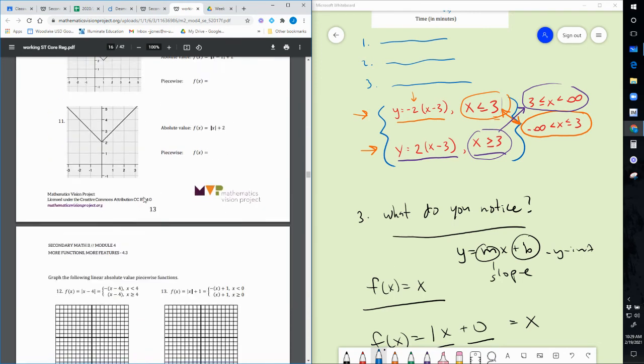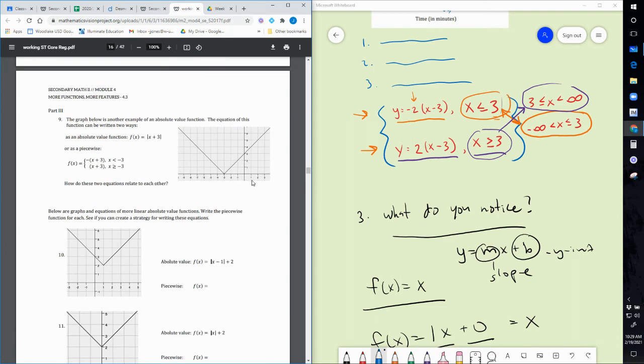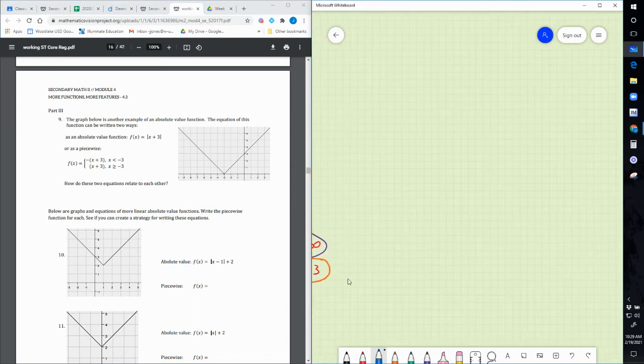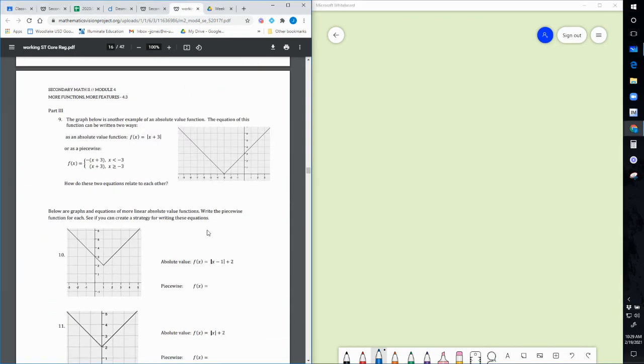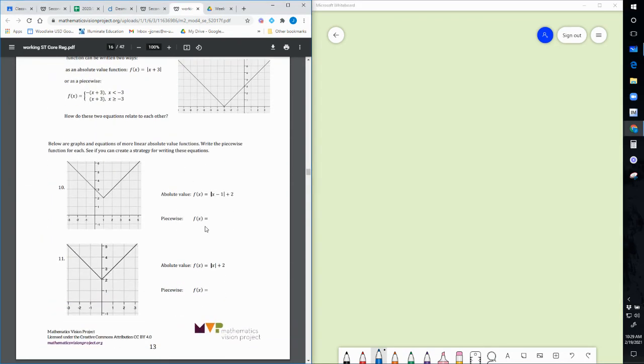All right, 10, 11, and then the rest. It says below are graphs and equations of more linear absolute value functions. Write the piecewise functions for each. See if you can create a strategy for writing these, okay? Let's just do number 10 together. If you're still stuck, let's do number 10 together. If not, pause and see if you can do it and get the right answer. And this is the one that I'm going to go over. So pause if you need to.